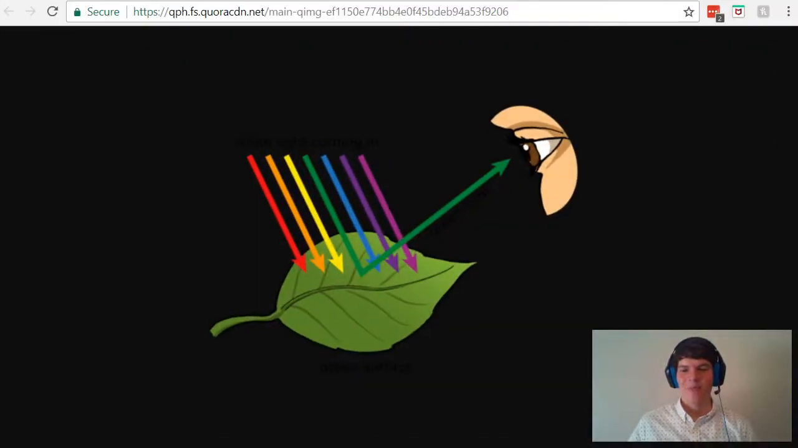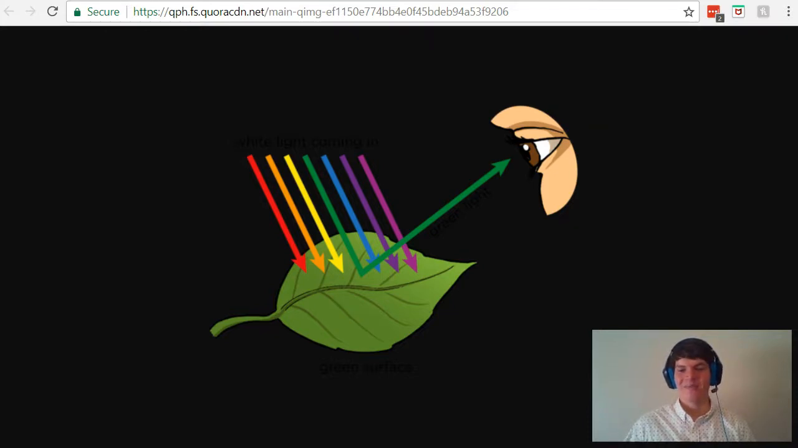In this example, the leaf is being hit by white light, which has all the colors of the rainbow in it. When that white light hits the leaf, the leaf absorbs every color except for green, then green is reflected, and that green color hits your eye, and your brain will register that as being green.